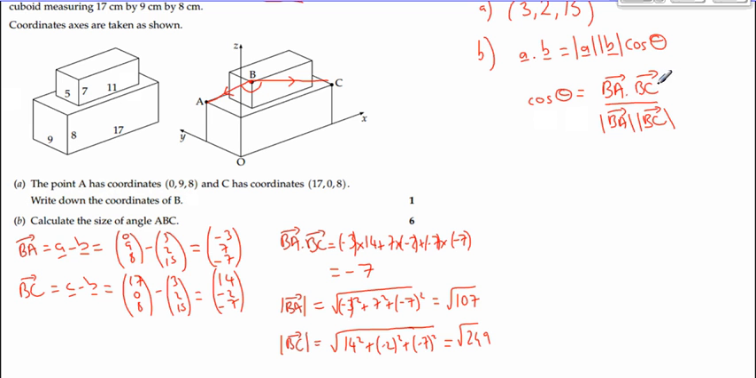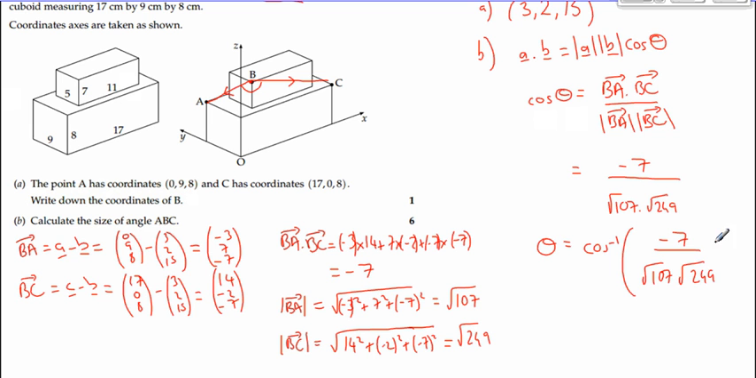We had vectors now, which meant we could get a dot product and we can get both magnitudes, which means cos theta is going to be negative 7 over root 107 times root 249. Okay, which means theta is inverse cos of that fraction, minus 7 over root 107 root 249. And when you type that in, it gives you an answer. Give me a sec till I get it. Okay, it gives you 92.5 degrees.